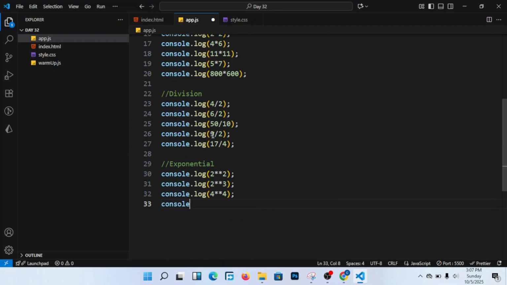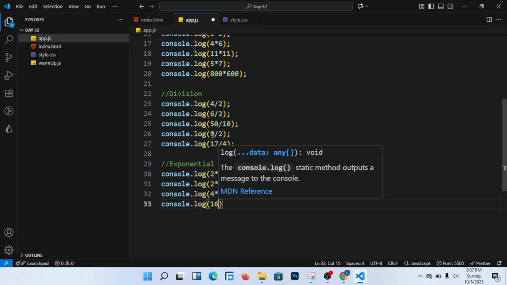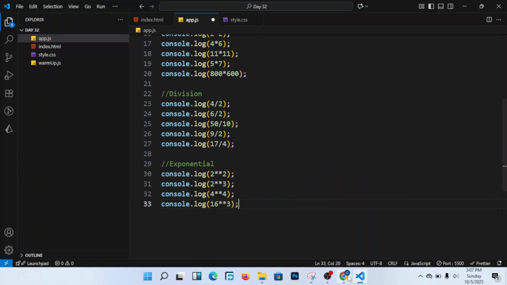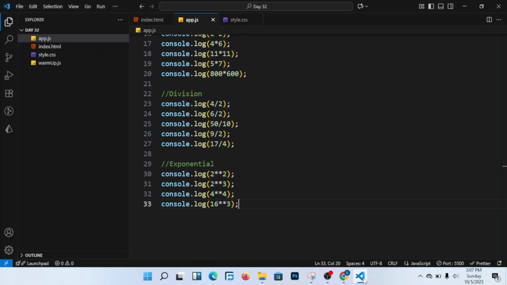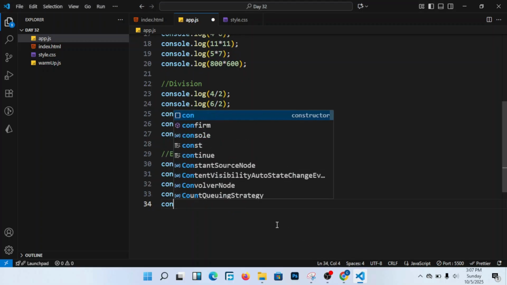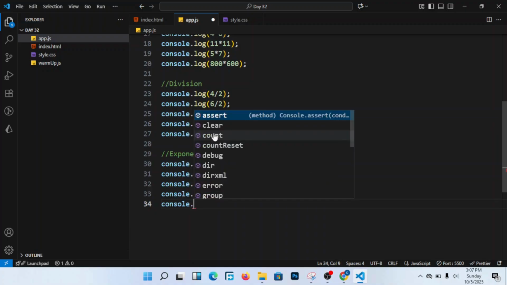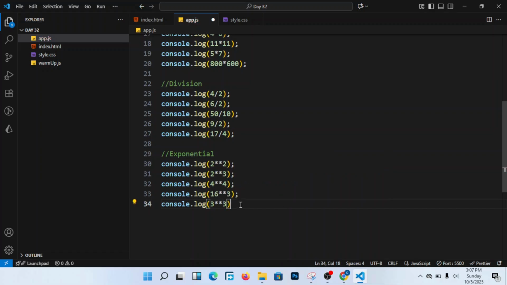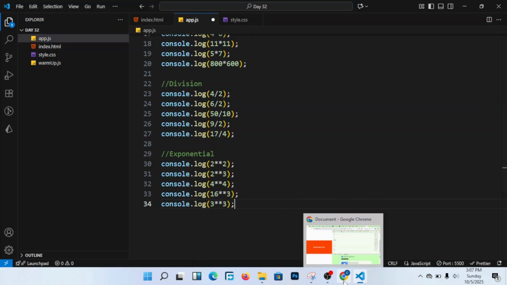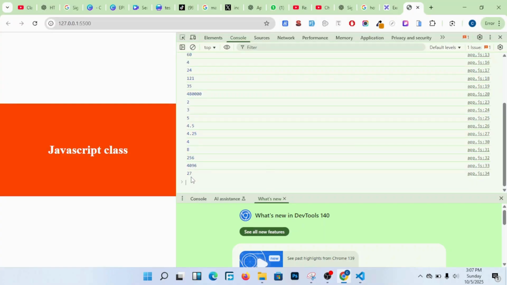So if I come here and say console.log, then I say maybe 16 power 3. Power means after you put in those 2 stars, 3. Then it becomes 4096. So members, this is nice. I can come here and say console.log 3 power 3. Simple as that. It means that after that one is power, exponent. 27.